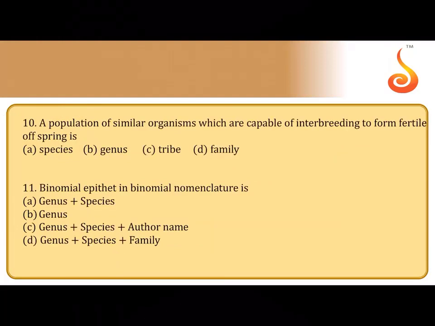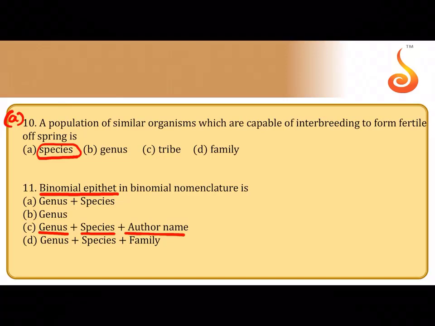10th one, a population of similar organisms capable of interbreeding to form fertile offspring is very simple. Species. A species is a group of organisms which can potentially interbreed to produce fertile offspring because they are genetically very closely related. What is binomial epithet? The next question talks about something called a binomial epithet. A binomial epithet includes genus name, species name, and author's name affixed to it in abbreviated form.